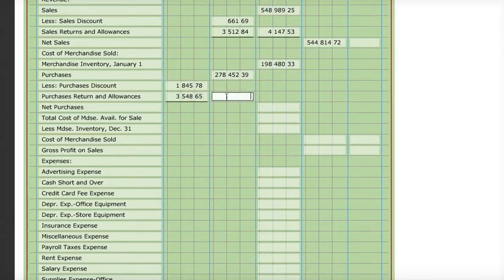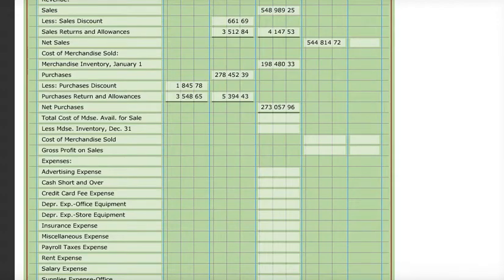All right, add these two numbers together. Gives me a total of 5394.43. All right. My 278,452.39 minus 5394.43 gives me 273,057.96. All right. So I see we're just piecing numbers in here to the puzzle right now.